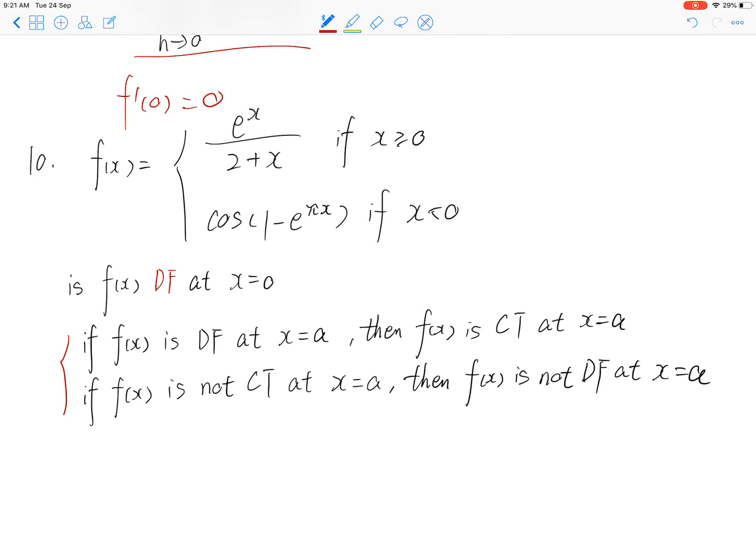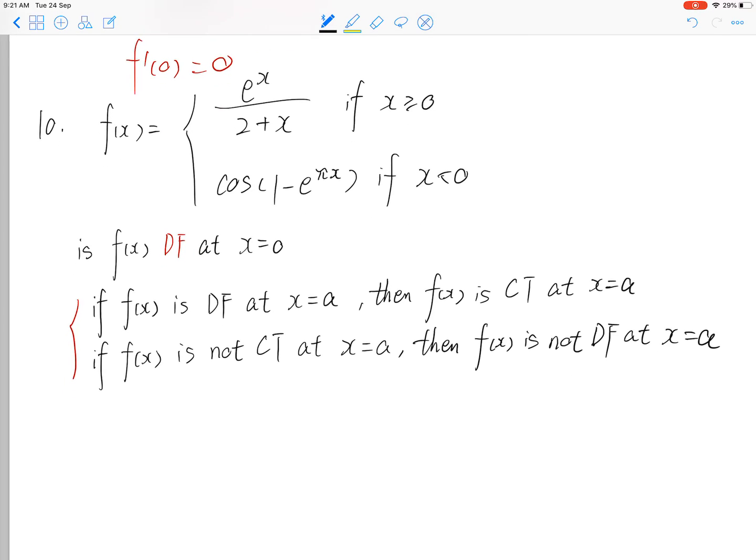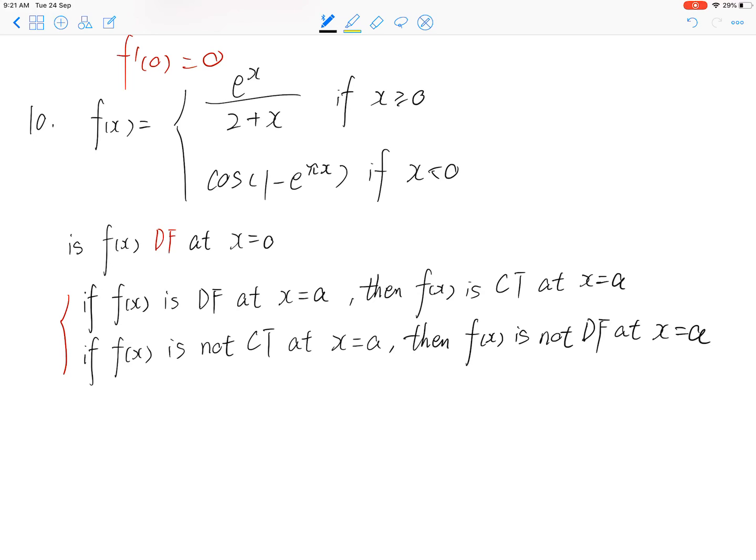Okay, so we want to prove it. We see this function, let's see first if it's continuous at point 0. If it's continuous at point 0, the limit from the left is cosine of 1 minus e to the power of pi x. Now we can just substitute in: cosine of 1 minus e to the power of pi times 0. So e to the power of 0 is 1, so cosine 0 is 1.